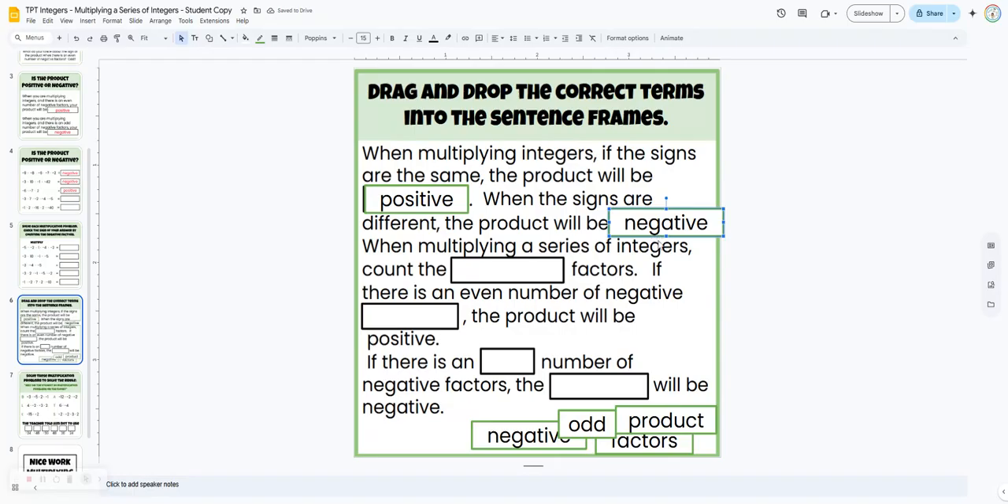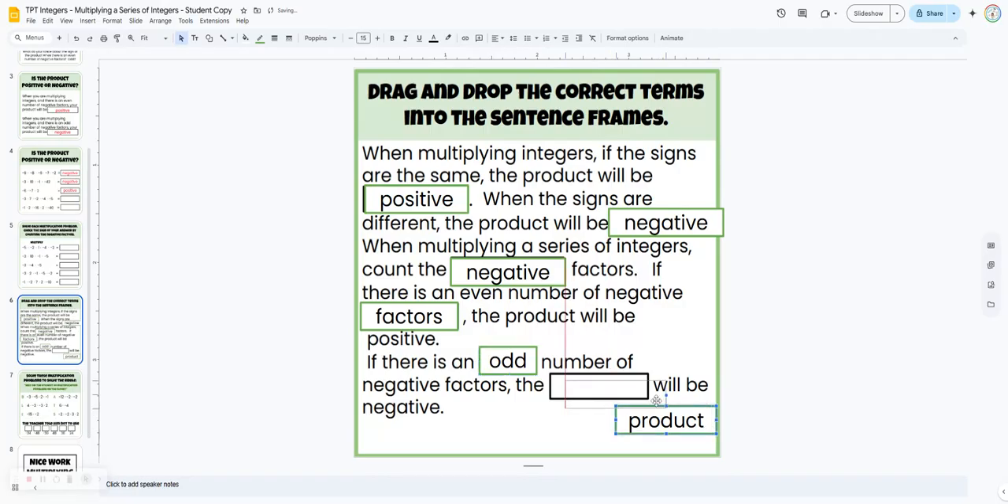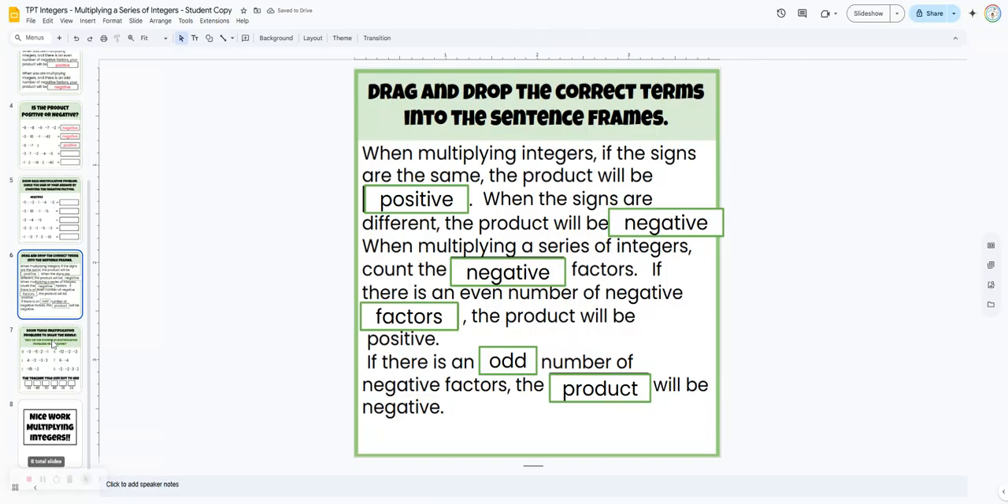When multiplying a series of integers, count the negative factors. If there's an even number of negative factors, so factors is the word they want in here, the product will be positive. If there is an odd number of negative factors, the product will be negative. So they're going to complete that.